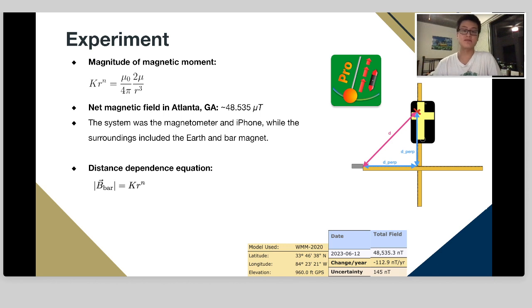Whereas the following statements that were observed were that the magnetometer, when it was far away from the magnet, measured a near zero magnetic field in the X direction, and as the magnetometer moved closer to the magnet, the measured X component increased. The system was shown to be the magnetometer and iPhone, while the surroundings that needed to be accounted for were the Earth and bar magnet. Shown at the bottom was a calculated adjustment from NOAA.